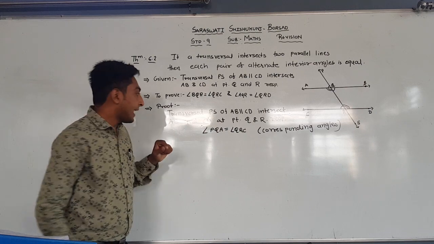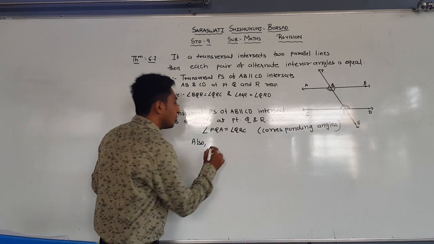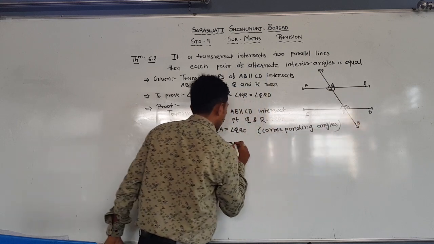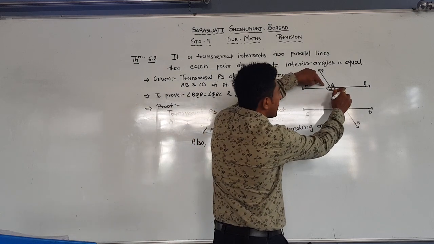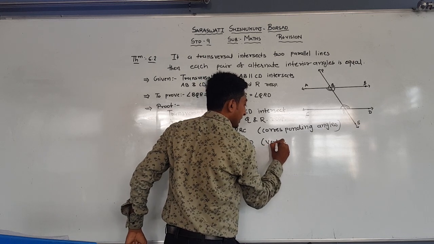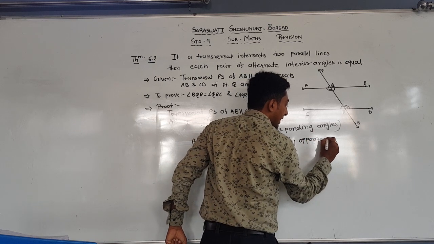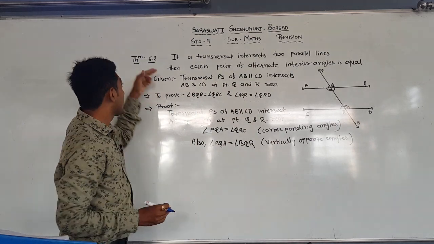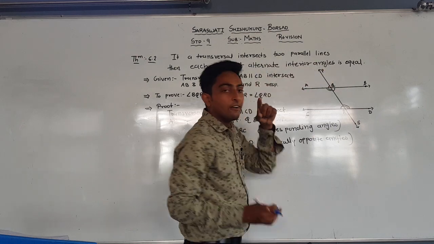Now, can I also write that PQA is equal to BQR? Because see, I am talking about these two angles. Vertically opposite angles are the same. We have already discussed in theorem number 6.1 that vertically opposite angles are equal. So this is equal to this. Can I say that?